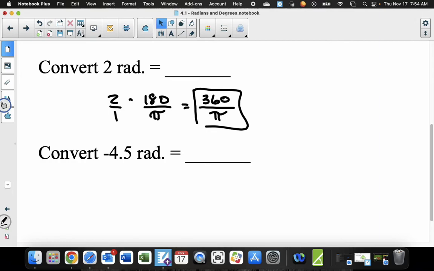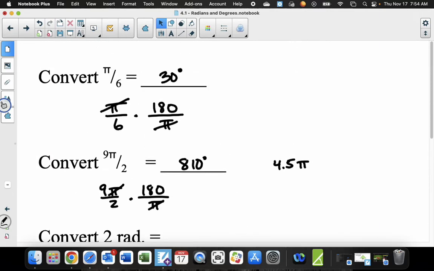This one, by the way, does not happen very often. It does happen where you have just 2 radians, but if I put a percentage on it, 95% of the time you're dealing with these types of problems: pi over 6, 9 pi over 2, those types of things. Every now and then you'll get 2 radians, 3 radians, 1.5 radians, things like that. But that doesn't happen super often, just so you know.